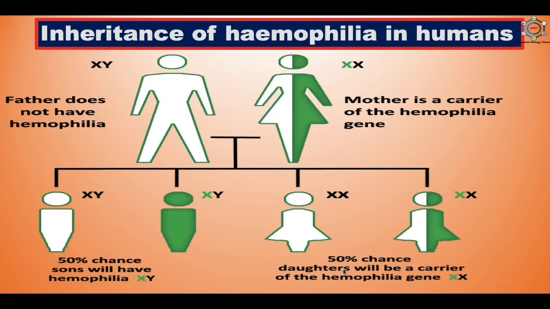And if the father does not have hemophilia and the mother is a carrier of the hemophilia gene, in this condition there is a 25% chance the son will have hemophilia and a 25% chance the son will be normal. While there is a 25% chance the daughter will be a carrier of the hemophilia gene and a 25% chance that the daughter will be normal. So these are all the conditions of hemophilia occurring in humans.